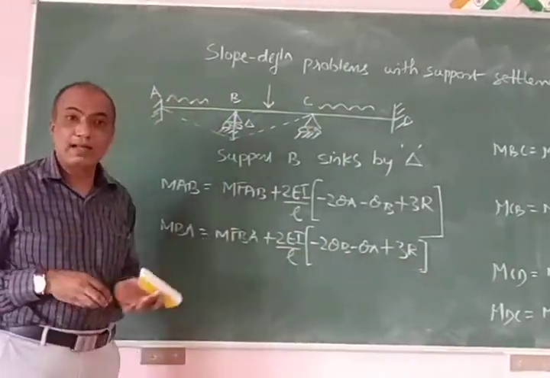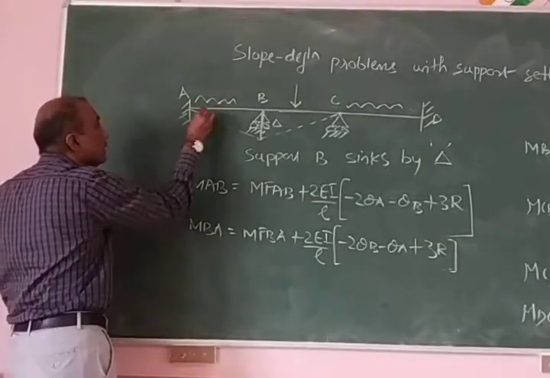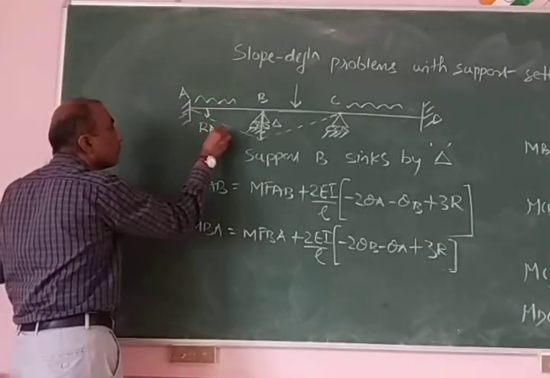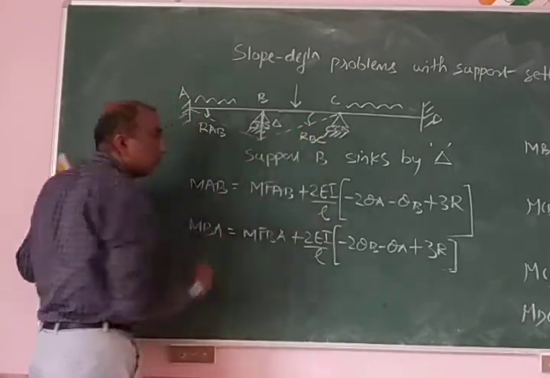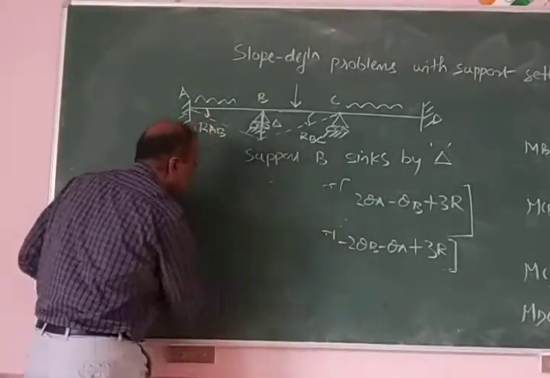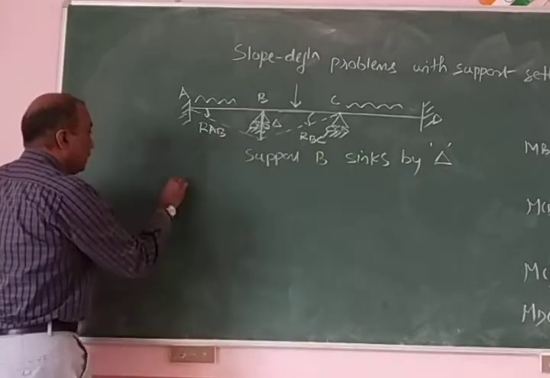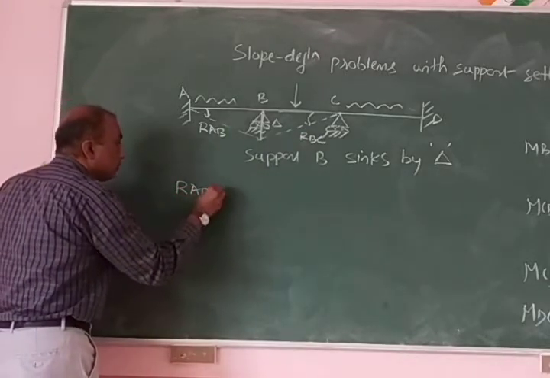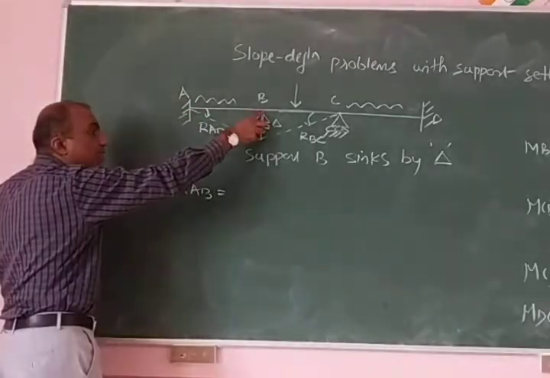But what is this R? R is the rotation. You can see this is R of AB and this is R of BC. What is R of AB? I will write it here. R of AB will be equal to the angle, the rotation of the member AB.